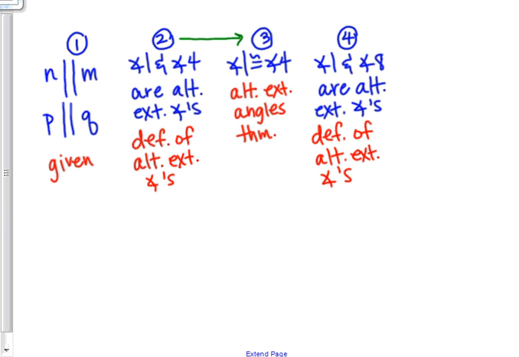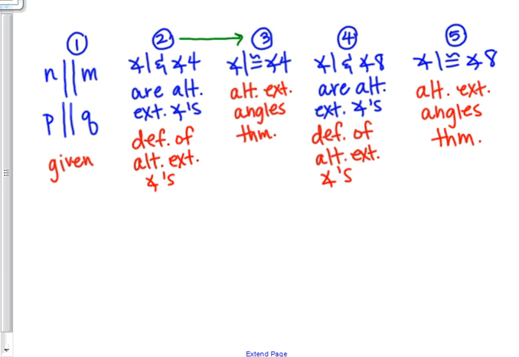Now I can finally talk about the relationship between those two. So alternate exterior angles are congruent, so I can say 1 is congruent to 8. And that's the alternate exterior angles theorem. I can also do another arrow between 4 and 5. Because I knew that 1 and 8 were alternate exterior angles, I could say that they were congruent. So I'm just going to go ahead and do my step 6.